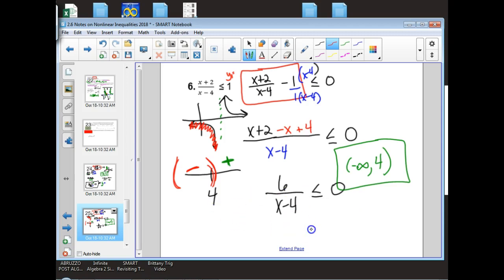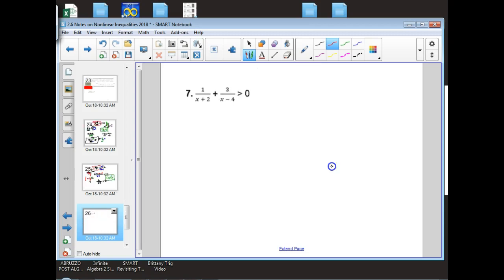Now it does get a little tricky about when do you use parentheses and when do you use brackets. You really have to focus on the signs and whether it's a vertical asymptote or whether it's a point. So these are really complicated. There's a lot of things you got to think about.